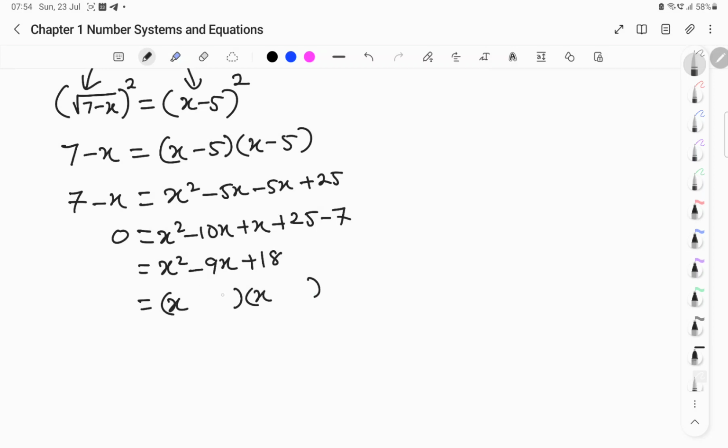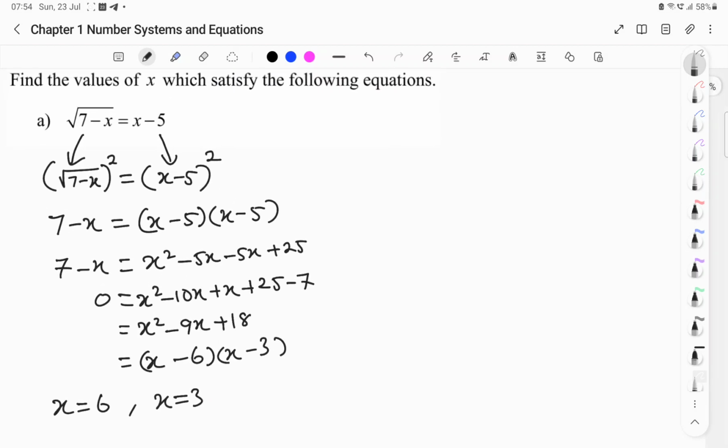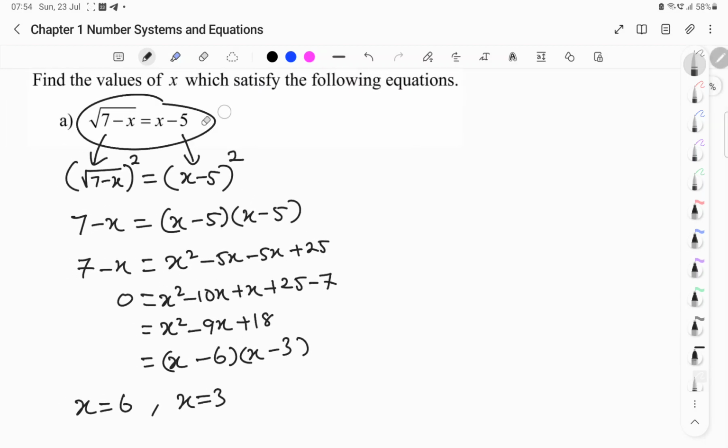Then this one is 9, 9, and 6, 3. Therefore, we get the values of x: x equals 6 or x equals 3. These are the values of x, not yet the solution for our equation. Why? Because we need to test each one of them.